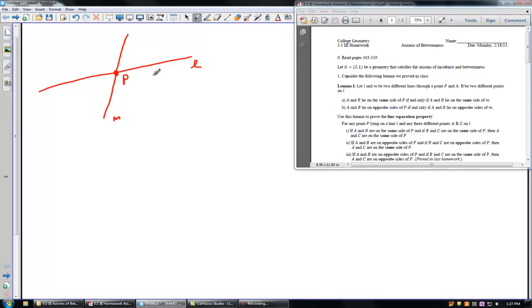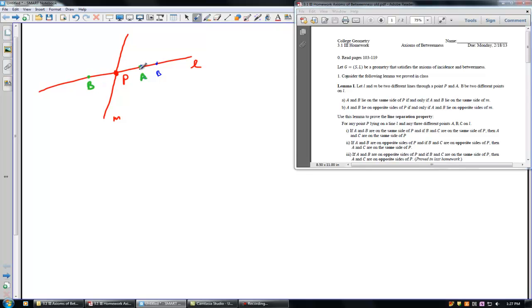In part A, it says A and B lie on the same side of P if and only if they lie on the same side of M. This should be pretty obvious. A and B here obviously lie on the same side of P, and it's if and only if they lie on the same side of M. We could also switch this statement up in part B, which is A and B lie on the opposite side. So you could have A here, and now B on the opposite side, if and only if they lie on the opposite side of M.